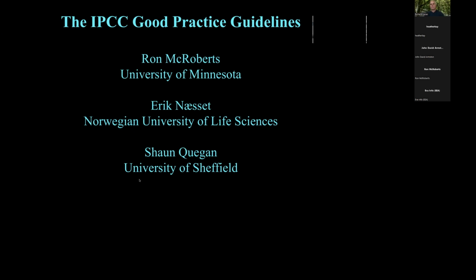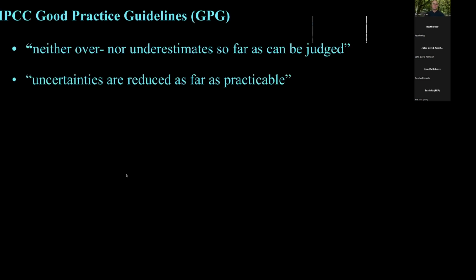So we want to talk a little bit about uncertainty issues, and the way to start that is just to review for a couple minutes the IPCC good practice guidelines. Two IPCC good practice guidelines that we need to keep in mind: neither over nor under estimates so far as can be judged, and uncertainties are reduced as far as practical. Let's look at each one of those in just a little bit more detail.